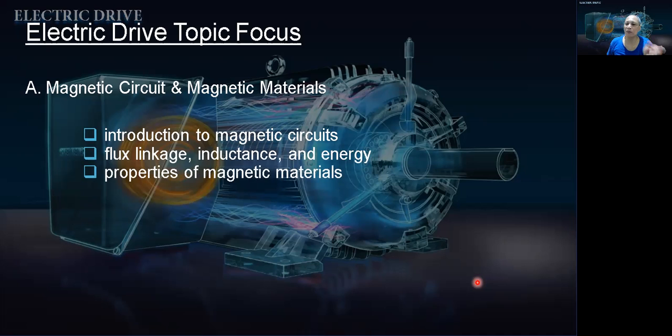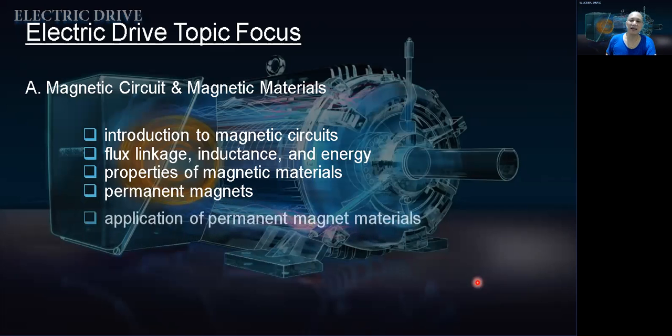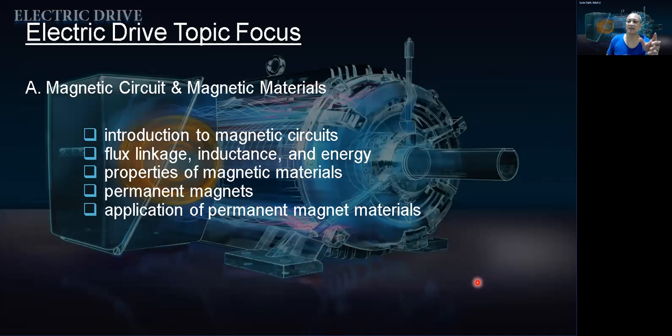We'll talk about the properties of magnetic materials, what is actually there. Basically, ferrum is the focus, which is why it is called ferromagnetic materials. Iron, basically, in other words. We'll also talk about permanent magnets, and the application of permanent magnet materials in our machines.